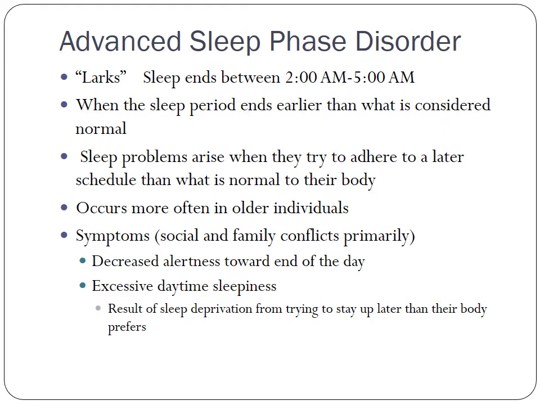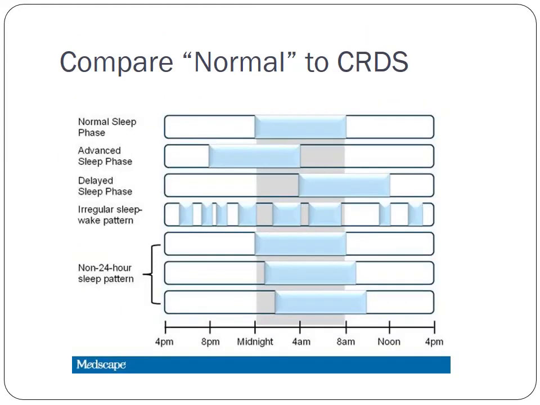As for symptoms, they primarily have more social and family conflicts. They have decreased alertness towards the end of the day and excessive daytime sleepiness, the result of sleep deprivation from trying to stay up later than their body would like. So advanced sleep phase disorder typically causes more social and family conflicts, whereas delayed sleep phase disorder causes more work and school conflicts. Let's go on to our next.